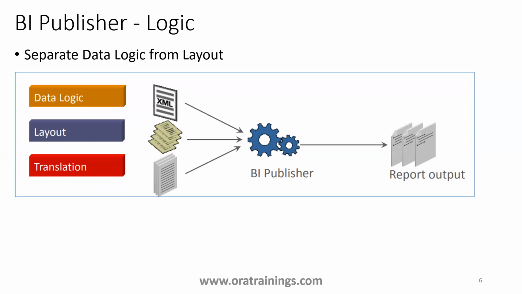These three things are processed by the core engine of BI Publisher, and then we get the final output. The output supports a lot of formats, for example PDF, HTML, Excel, CSV, and a lot more. We can show the remaining information on the next slide. So on the next slide, you can observe.